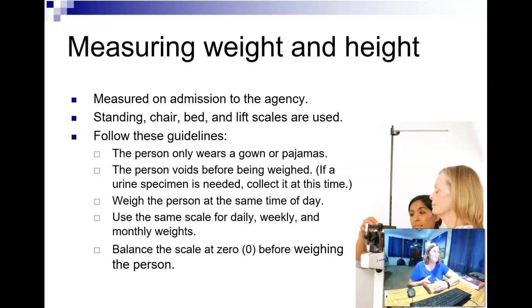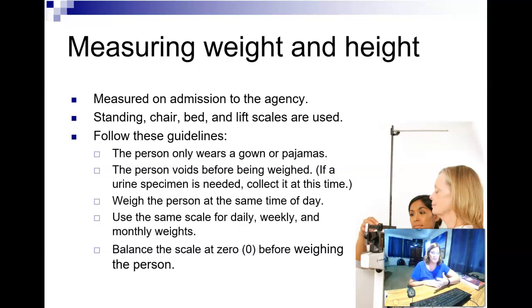So generally when we weigh a person, the person would wear a gown or pajamas. We let them empty their bladder. We try to weigh them at the same time of the day each day, and we try to use the same scale for daily, weekly, or monthly weights. So usually a person is weighed on admission, and then usually once a week for the first month or so to make sure their weight is staying stable, that they're eating okay. And then if everything seems to be okay, then usually once a month. So you'll find most of the residents get weighed once a month.